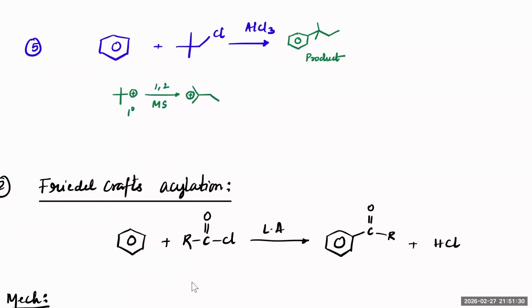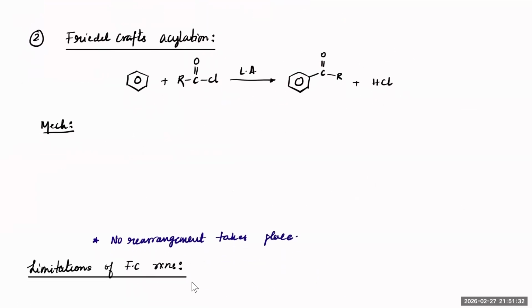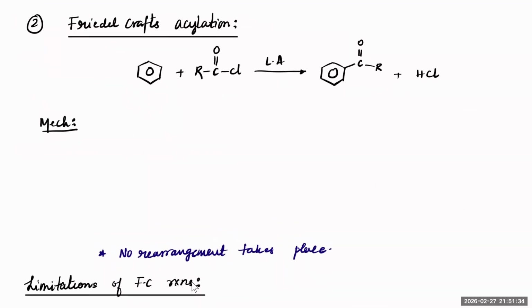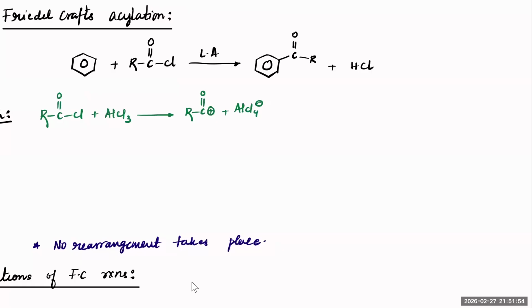Clear? Right, next. Let's see about Friedel-Crafts acylation. Here we have acyl chloride. That when you react with some Lewis acid, let's say AlCl3. So first thing, here a complete carbocation will form, beta, irrespective of whatever the Lewis acid is. Why is this happening?